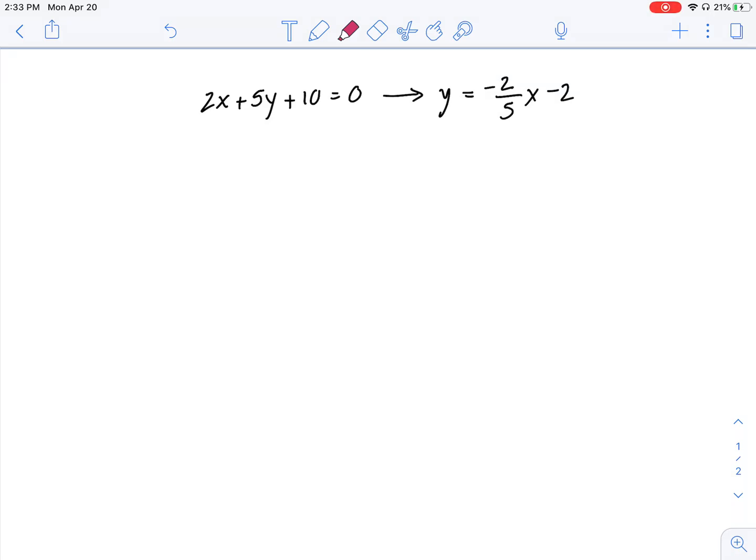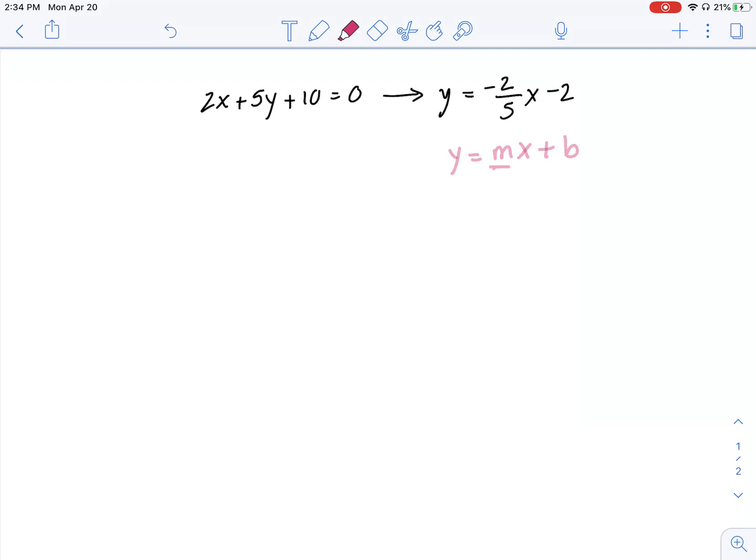So we had an equation 2x + 5y + 10 = 0 written in standard form, and we found its y = mx + b equivalent as y = -2/5 x - 2. Now looking at the y = mx + b form, we can see that anything that precedes the x is m and is our slope.